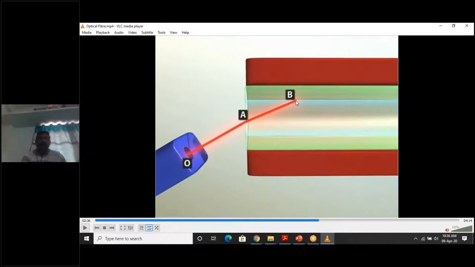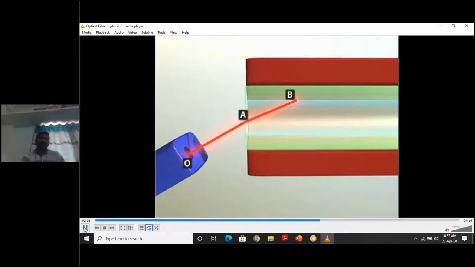Here at point B, if the angle of incidence is greater than the critical angle, the light ray is totally reflected back to the same medium. Otherwise, it will go from the denser medium to the rarer medium, which means at point B, if the angle of incidence is less than critical angle, the light ray would go from the denser medium to the rarer medium.